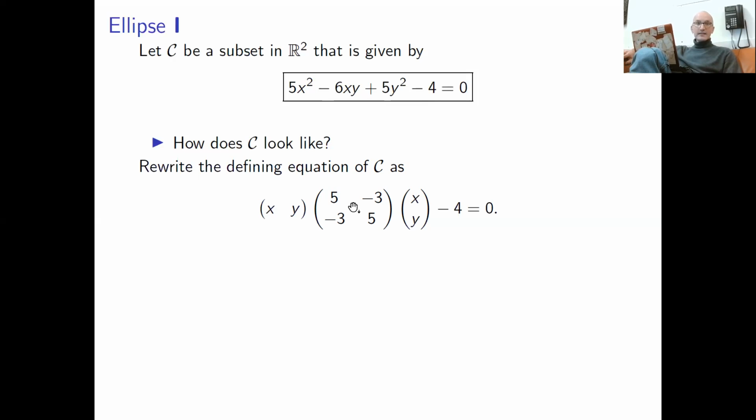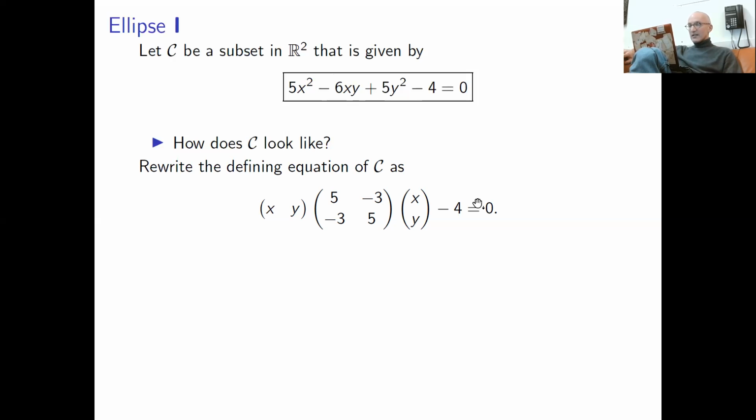So the matrix is symmetric. Actually, if we wish, we can use a non-symmetric matrix. We can, for example, put here any two numbers whose sum is -6, and we're still going to get the same equation. But the good thing is that we can use symmetric matrices. So this matrix is symmetric, and this is crucial. This is basically the link to the previous topic, orthogonal diagonalization of symmetric matrices.